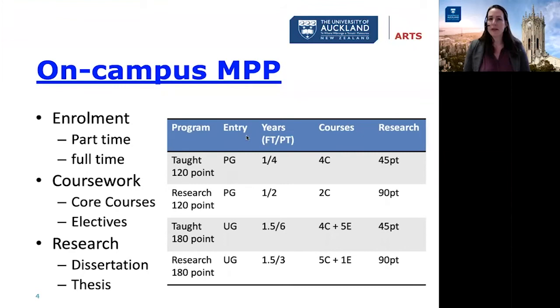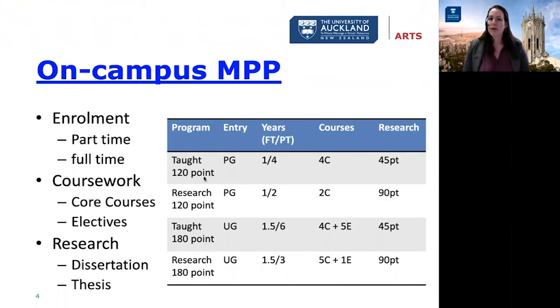And you'll see there's a table here on the right-hand side. And essentially, if a student is interested in doing the MPP and they already have an honors degree in something like politics, policy, or sociology, they can go into the first two rows options here, the taught 120 point, and essentially that's a 1-year full-time program or 4 years part-time program. Students in the 120 point program, the taught ones, have more coursework and a smaller dissertation component. The research ones have that larger thesis component. So you'll see those differences here.